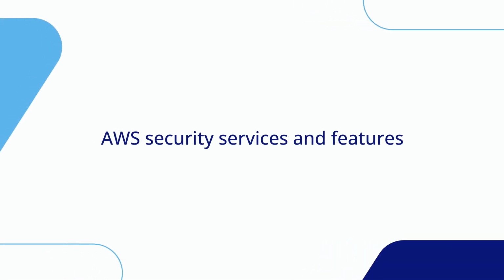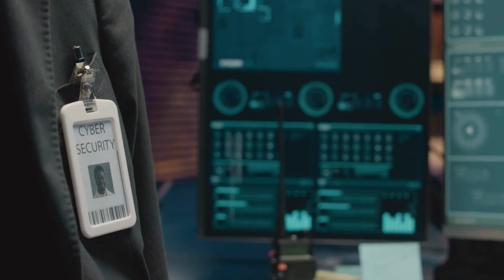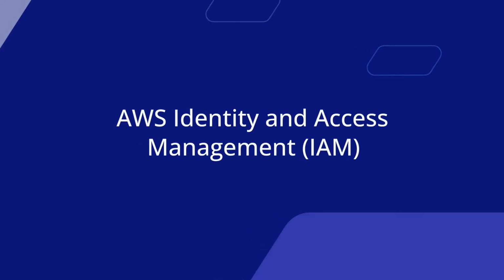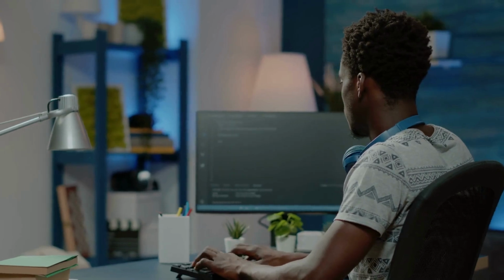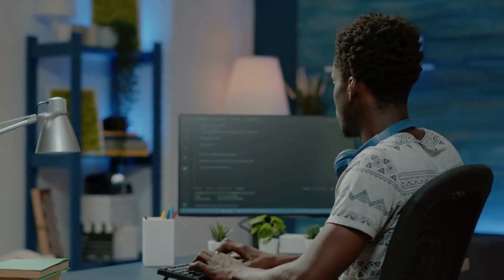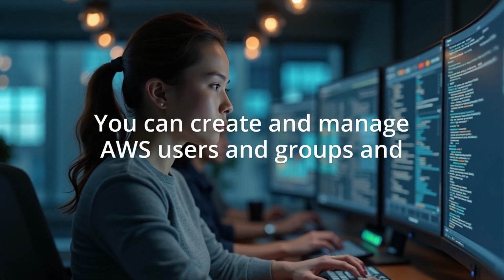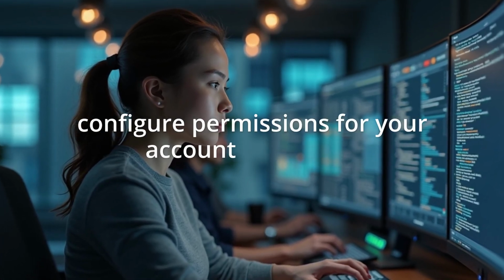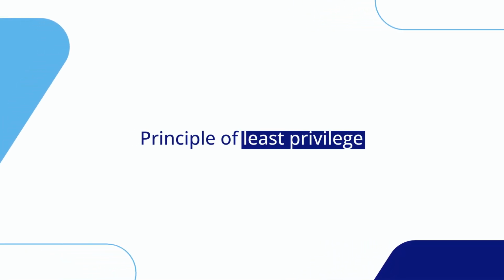AWS security services and features. Next, let's explore some of the key AWS security services and features. AWS Identity and Access Management, IAM. IAM allows you to manage access to AWS services securely. You can create and manage AWS users and groups and configure permissions for your account resources. Remember, the principle of least privilege is the best practice here.